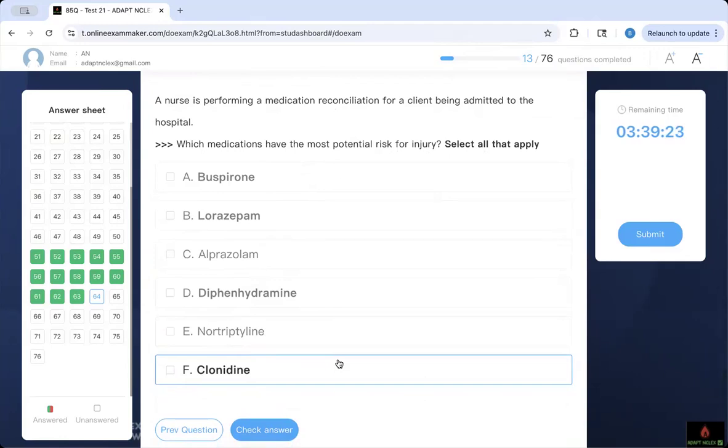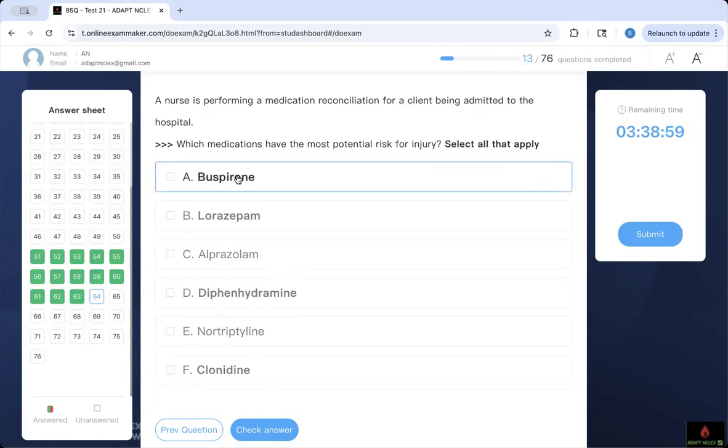And this is performing medication reconciliation for a client being admitted to the hospital. So checking the medication, which medication does the nurse identify as having the most potential risk for injury? When you see potential risk for injury, safety, falling, that means things that will make people sick and fall down. Meaning what? Dizziness, orthostatic hypotension. Which medication? Buspirone.